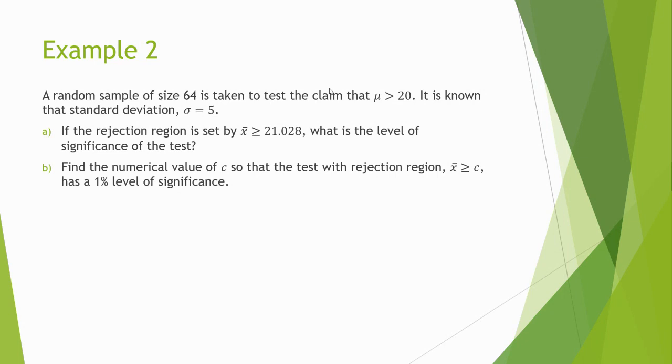Okay, let's look at example 2. A random sample of size 64 is taken to test the claim that mu is greater than 20. So this is your H1. It is known that the standard deviation sigma equals 5. If the rejection region is set by x bar greater than 21.028, what is the level of significance of the test? And then find the numerical value of C so that the test with rejection region x bar greater than C has a 1% level of significance.